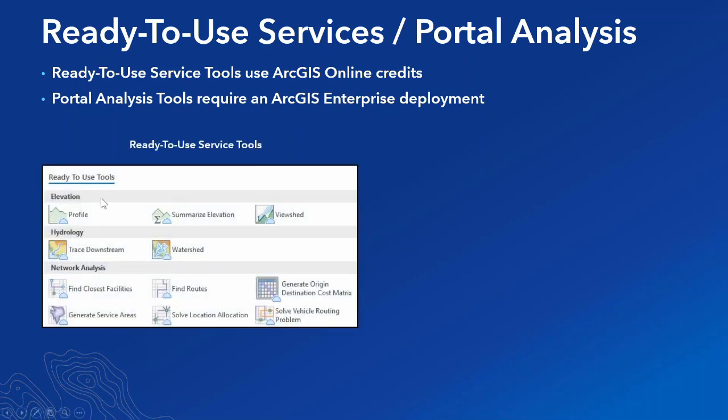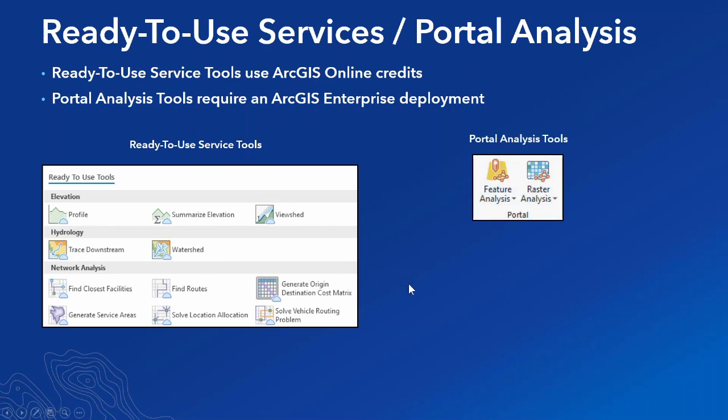So again, a couple of the ready-to-use tools mainly deal with network analysis because ArcGIS Online provides a network data set as a service to do a lot of this. But there are also ready-to-use tools for doing some more of those raster type analytics. Again, portal analysis tools, both with feature analysis and raster analysis. Particularly raster analysis, they require ArcGIS Enterprise with image server. And basically it allows you to leverage distributed server-based processing for rasters and imagery.